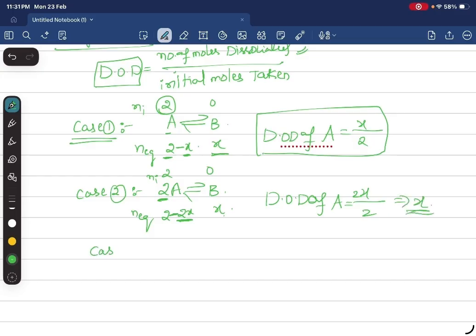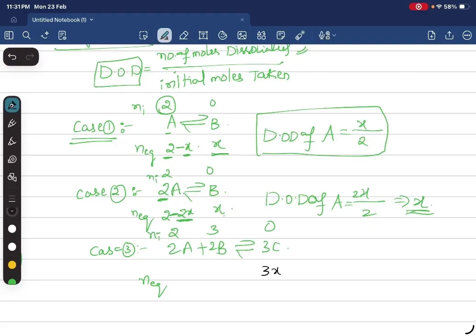Same way you can write case 3. Case 3 is 2A plus 2B gives rise to 3C. So initial moles are 2, 3 and this will be taken as 0. So number of moles at equilibrium we can write as, here 3X, because the coefficient you have to write here.